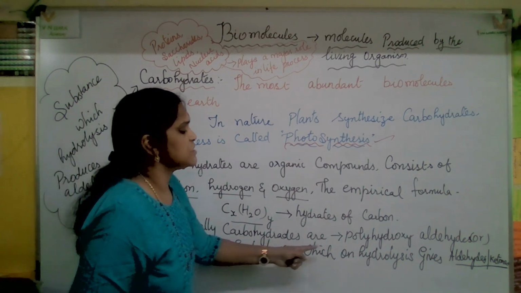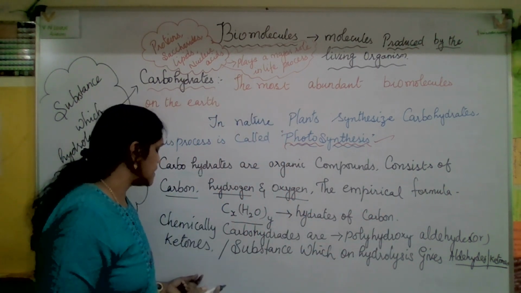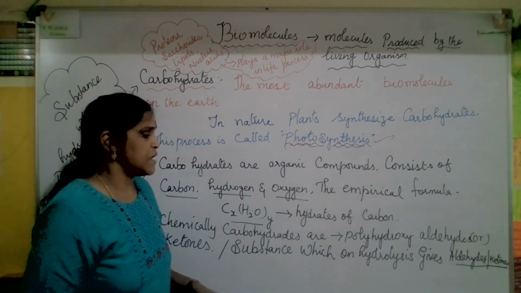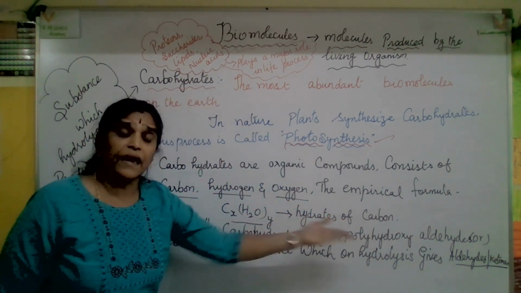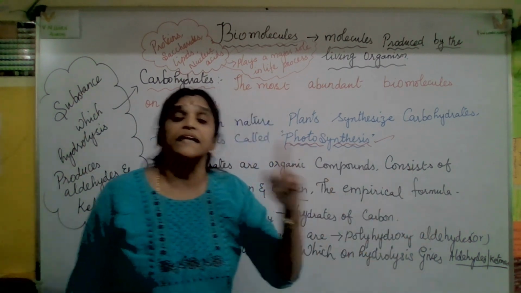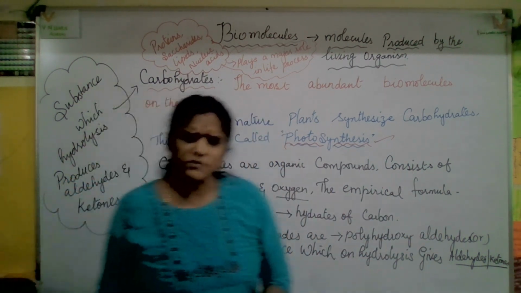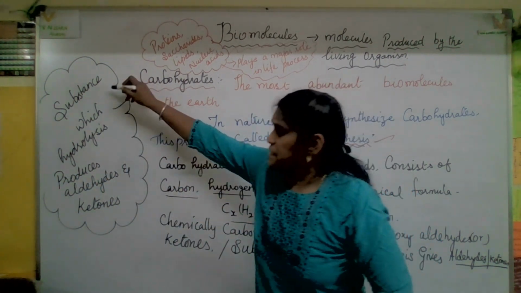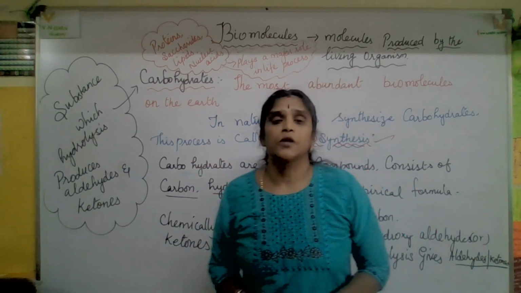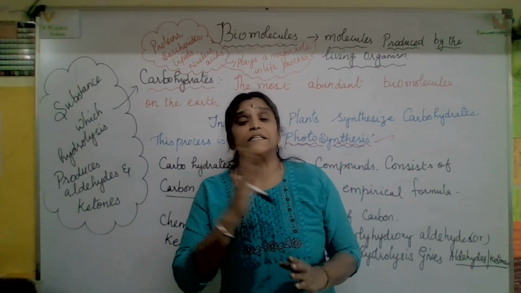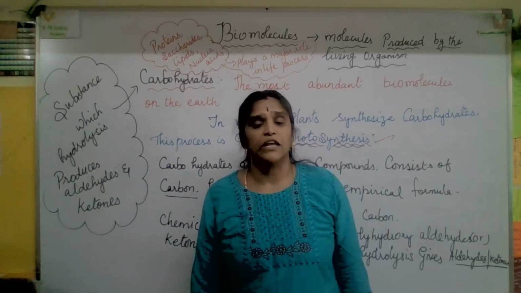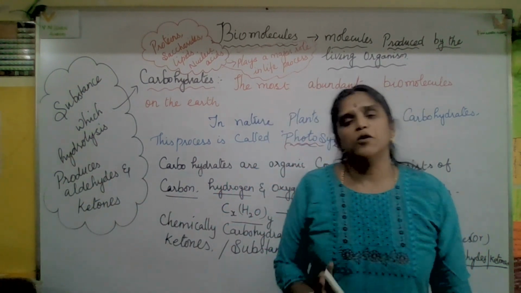Chemically, carbohydrates are polyhydroxy aldehydes or ketones. So generally, the functional group present has to be aldehydes or ketones. A substance which on hydrolysis gives aldehydes and ketones is called carbohydrate. What is the functional group present in carbohydrate? You can easily mention aldehydes and ketones. Hope you got the idea about the introduction part.